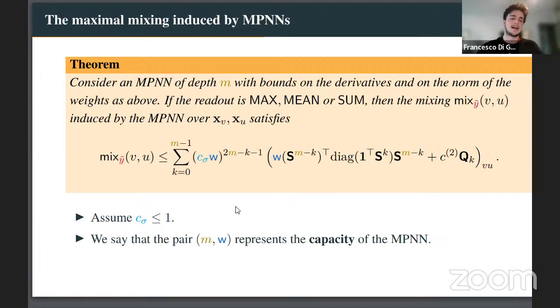And in terms of terminology, we say that the pair MW represents the capacity of the MPNN. So the MW, M is the number of layers, and W is the maximal norm of the weight matrices. So this pair now represents the capacity of the MPNN, or this is our terminology.